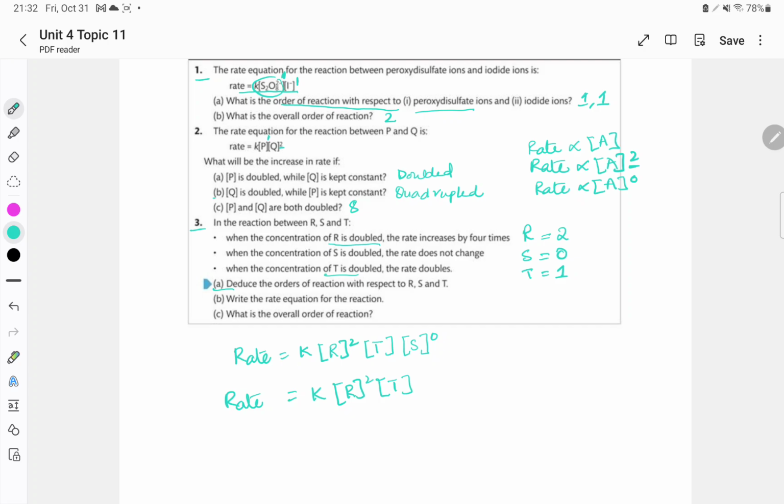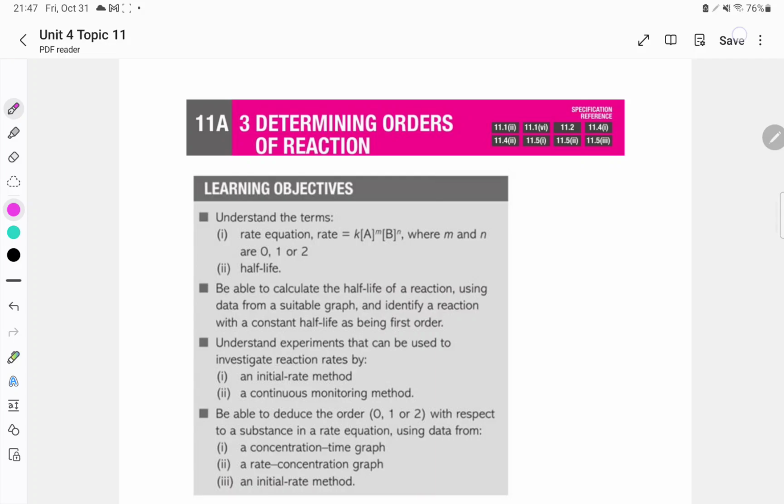And if I talk about the overall order, you have to add all of the powers. So here we have 2, here we have 1, and here we have 0. If I add them all, overall it's going to be a third order reaction.